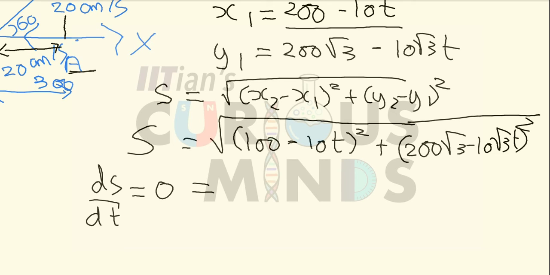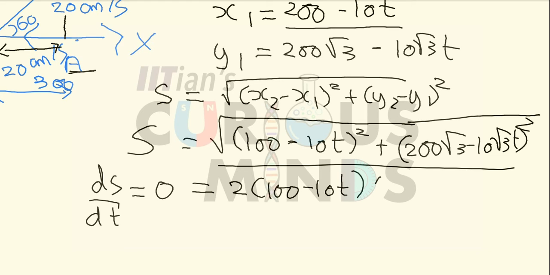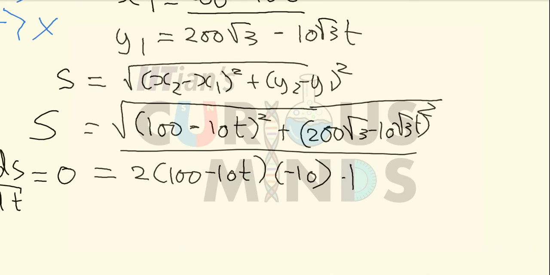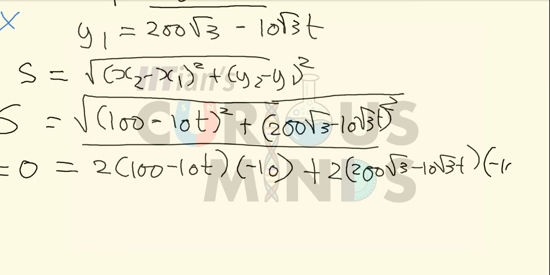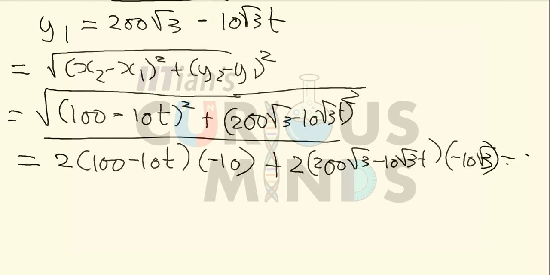So basically when I differentiate this part, the root part gets cancelled out, and this part, when I differentiate, will be equal to 2 times (100 minus 10t) into minus 10, plus 2 times (200 root 3 minus 10 root 3 t) into minus 10 root 3. This will be equal to 0.